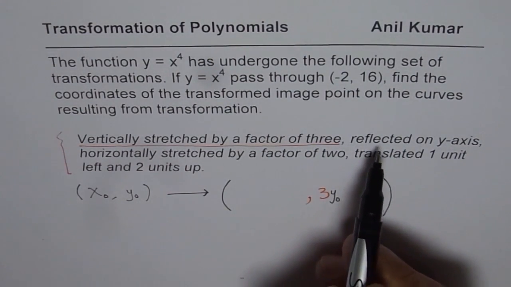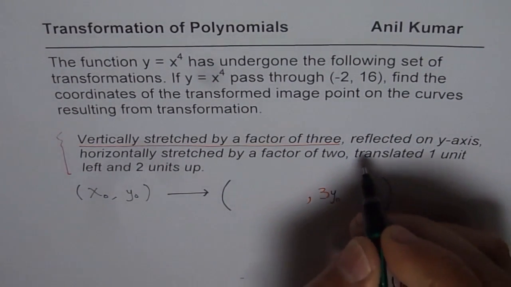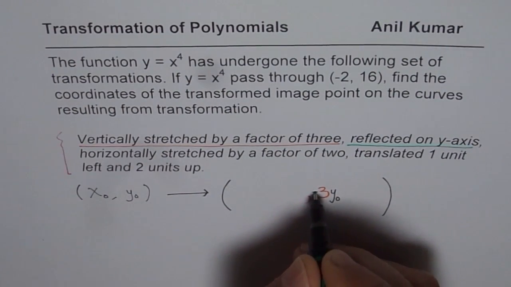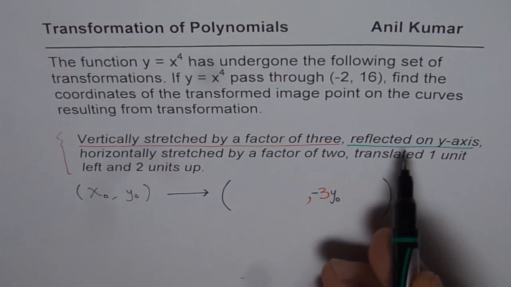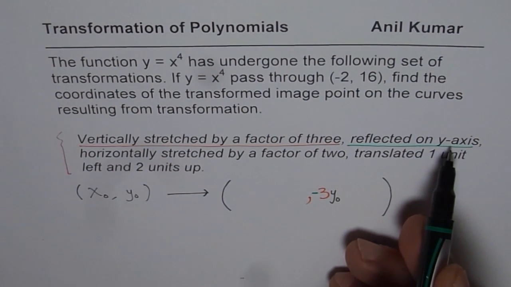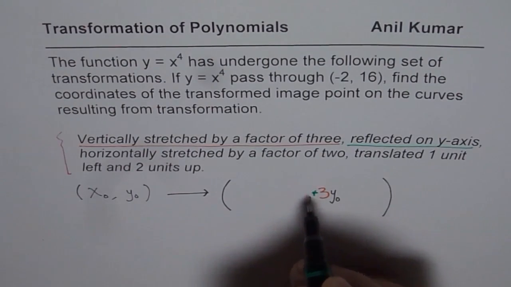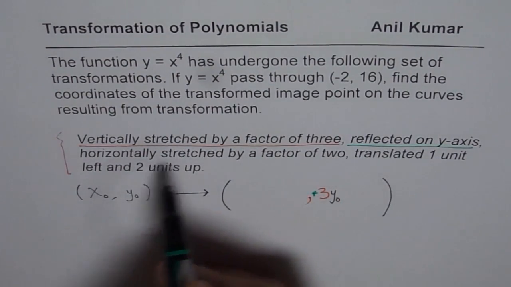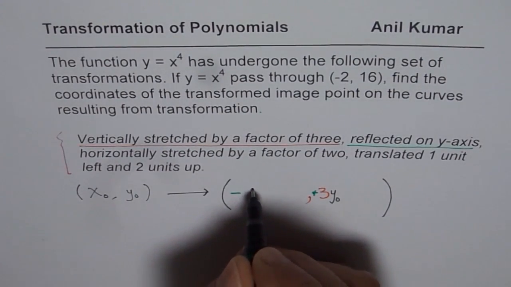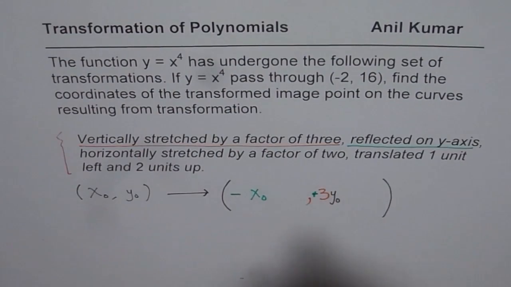And then it says reflected on the y-axis. So when we say reflected on the y-axis, that means the y value becomes negative, right? Oh, sorry, reflected on the y-axis is for the horizontal. So if it is reflected on the y-axis, the x value becomes negative. So let me write negative for x. Okay, reflected on the y-axis, not x.